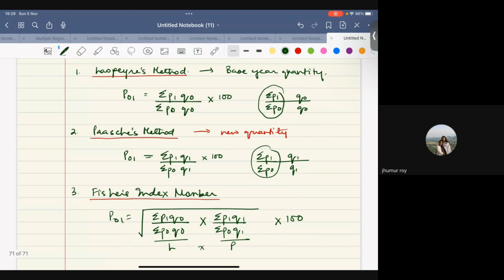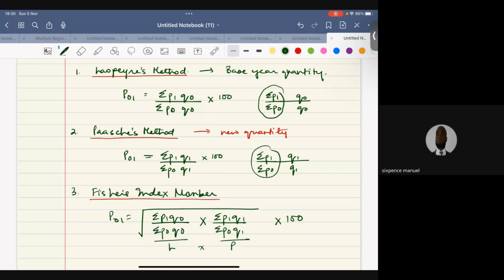Is it clear? I hope it is easy for you all to understand and remember. So remember that this part of the formula, this P1 upon P0, is constant. Only thing, in Laspeyres method, it is base year quantity. That's why we write Q0. In Paasche's method, we want to use new quantity. That's why we will write 1. Okay? Yeah, everybody's clear with this? So we will do one question on this.